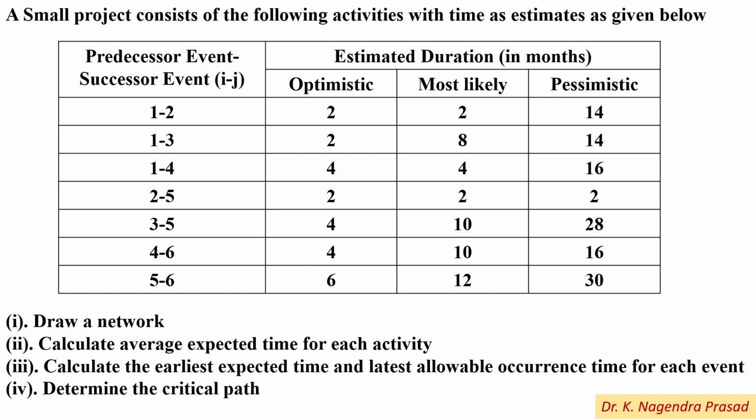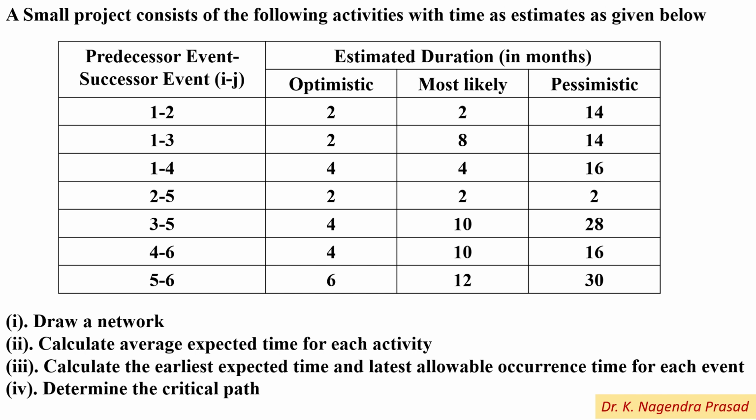Let's see the example problem to find the critical path. A small project consists of the following activities with the time estimates as given below. Here are given the various activities along with the optimistic time, most likely time and pessimistic time. So then we have to determine, the first one, draw a network.